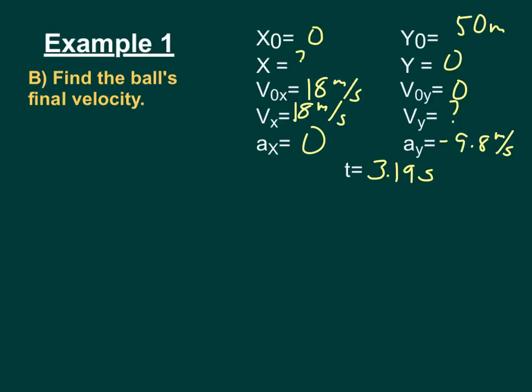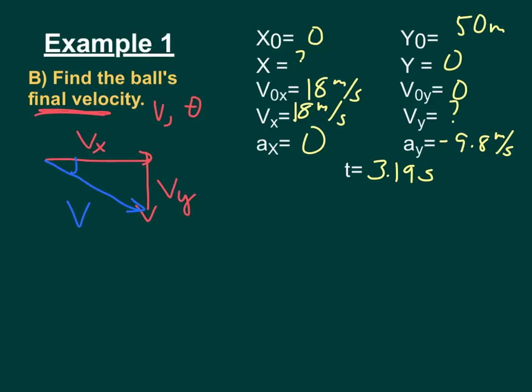So on the final part of the problem, we're finding the ball's final velocity. Now when we say velocity, we mean final velocity and then some angle theta. So if we look at this, we'll have some Vx, and then we'll have some Vy, and we are finding this V and this angle theta. So let's start with the x, Vx, which is equal to V naught x, and since it's not accelerating, both of these are the same at 18 meters per second. Good, so we got that one.